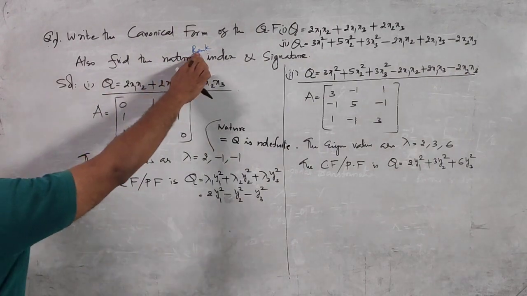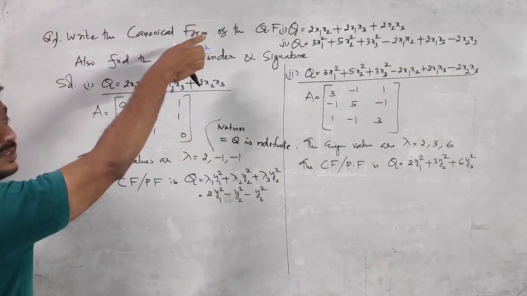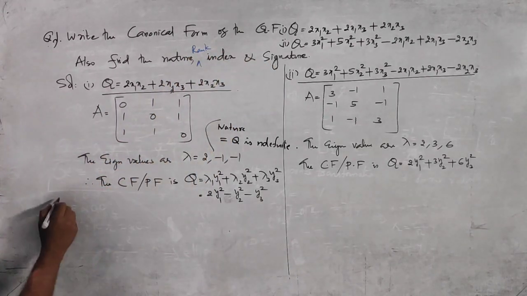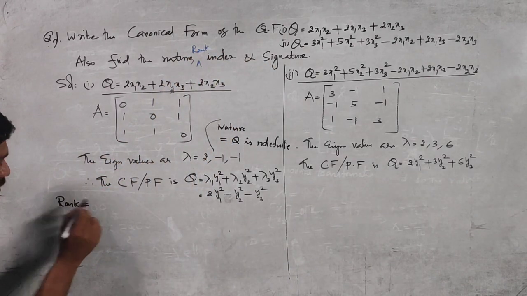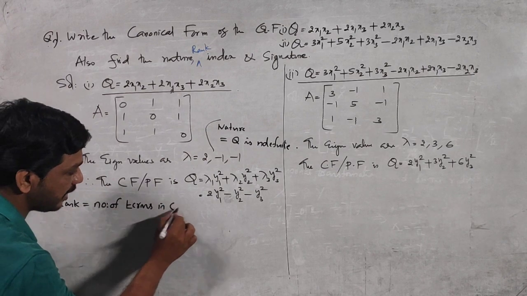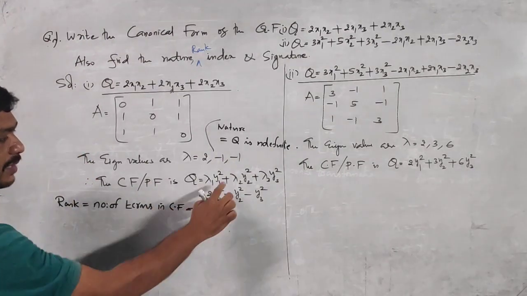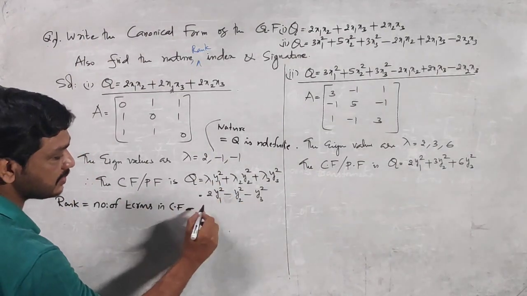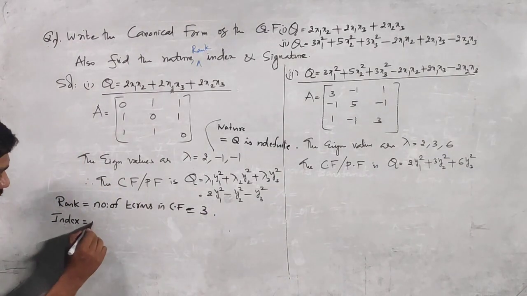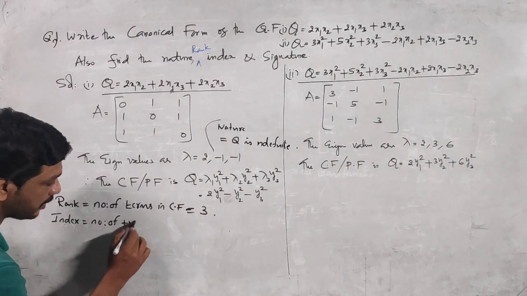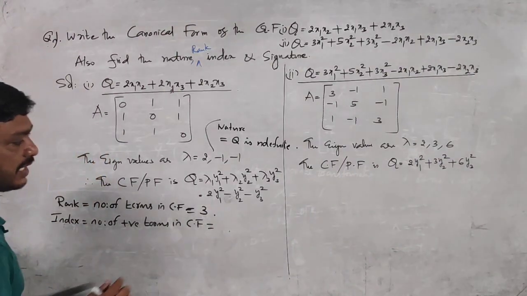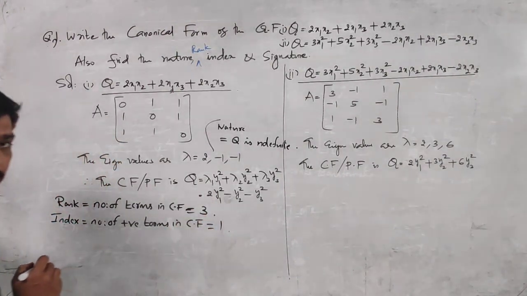Next is what is rank? It is quite different from the rank of the given matrix. This is the rank of the quadratic form. Rank, index and signature. So rank is equal to the number of terms in the canonical form. This is the definition. In this question, how many terms in the canonical form? 1, 2 and 3. So the rank is 3. And index is the number of positive terms in the canonical form. This is the definition. How many positive terms here? Only one term, so the index is 1.